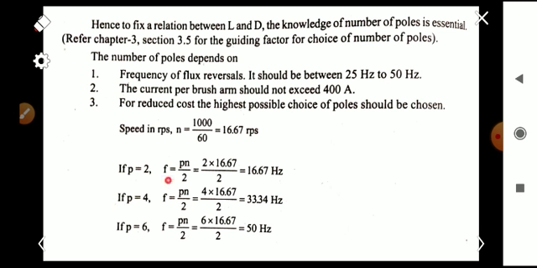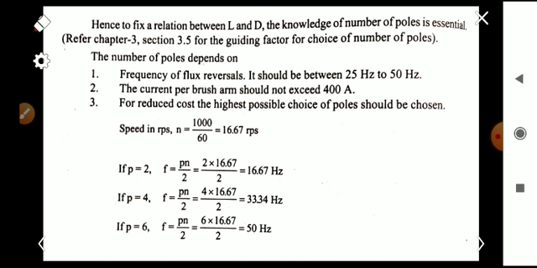And we have to check the values of frequency for different values of poles. That is, if p is equal to 2, then substituting that p in the equation of f, we will get f as 16.67 Hz, and if p is equal to 4, we will get f as 33.34 Hz, and if p is equal to 6, we will get f as 50 Hz.